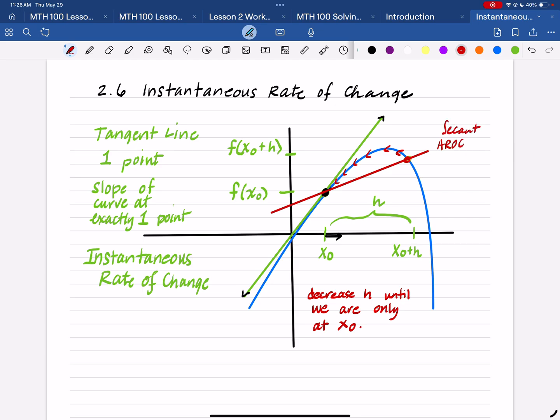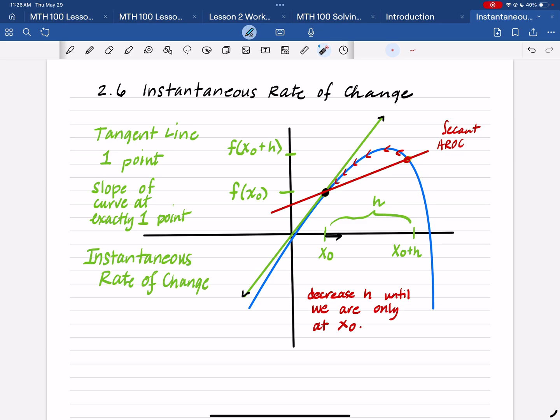So what we want to do is take this second point at x sub 0 plus h, and move it closer by reducing the value of h. So instead of x sub 0 plus h being far away, it gets smaller and smaller until h is actually 0 and the point is at one exact place.